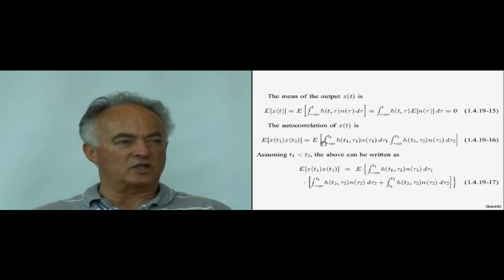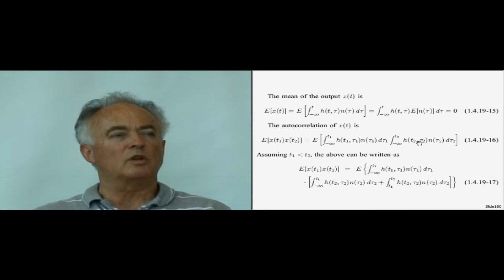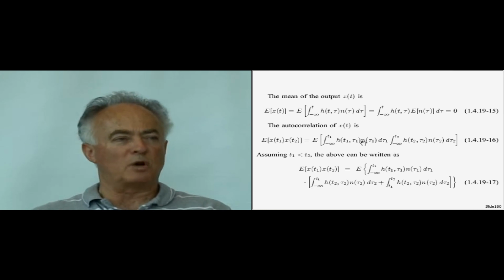This is the x at t1, the integral of h(t1 - tau1) n(tau1) d tau1, where tau1 is the dummy argument of our integration. Here we use a different dummy argument, d tau2, and this is n(tau2) d tau2 multiplied by h(t2 - tau2), integrated from minus infinity to time t2. So these are the two responses.